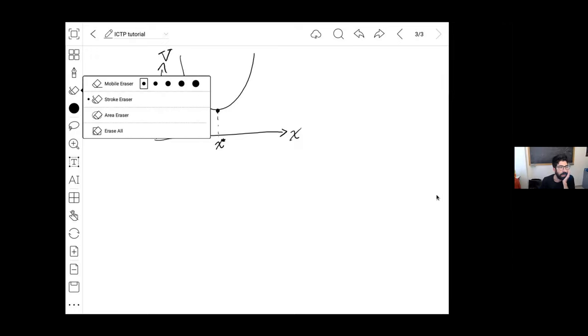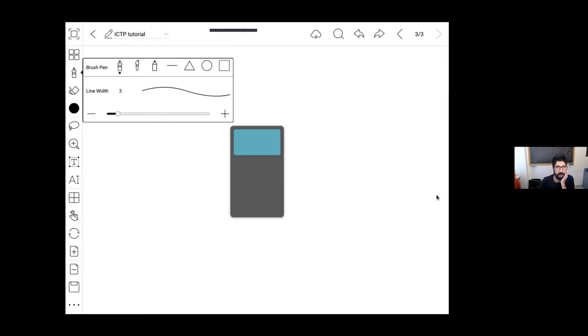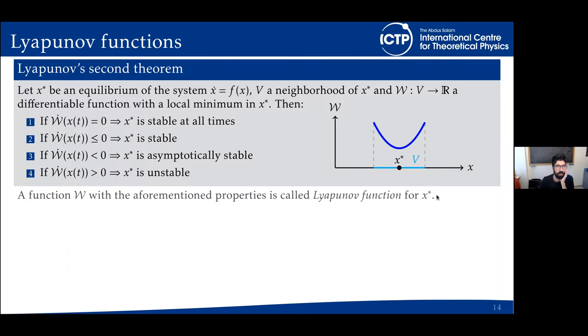So there is a question which is quite popular in the chat, and I think it could be the last question of today's session. The question is: is there any general principle guiding us to the construction of a Lyapunov function? No, this is the great problem of this approach. There is no general principle. We have to be lucky or smart.